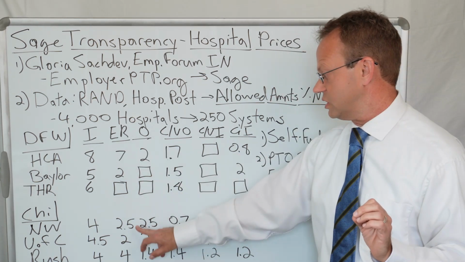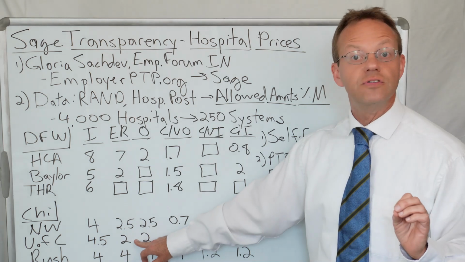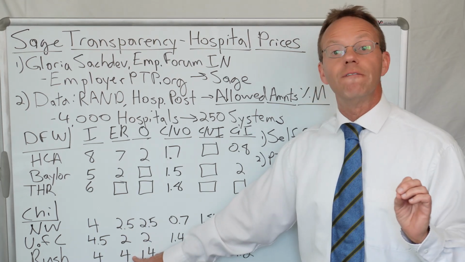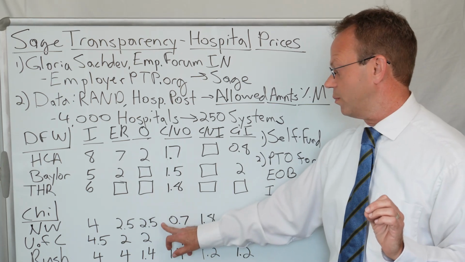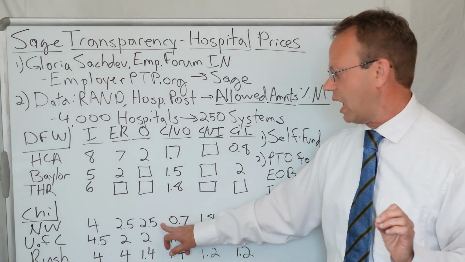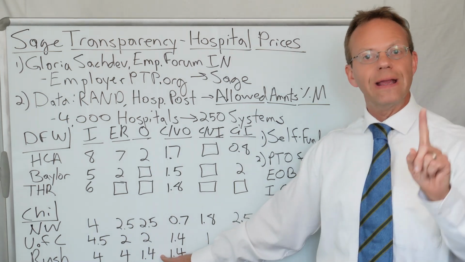Next, for ER services, Northwestern, 2.5 times higher than Medicare. UC, twice the Medicare rate. Rush, 4 times the Medicare rate. Next, let's move on to orthopedic. Northwestern, 2.5. University of Chicago, 2. Rush, 1.4. Isn't that interesting?